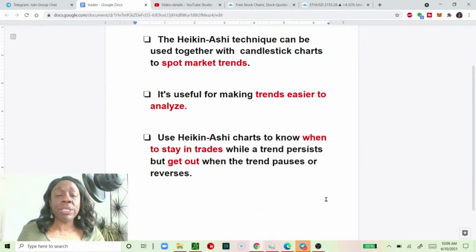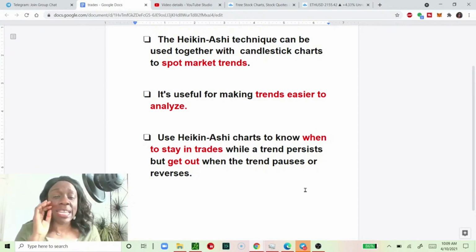Now, this third point on HEIKEN ASHI is really what endears me to it. What causes me to constantly use HEIKEN ASHI in my day-to-day trading. It says the third point: use HEIKEN ASHI charts to know when to stay in trades. When you need to stay in your trades while a trend persists. And also, they let you know when to get out of your trades, guys.